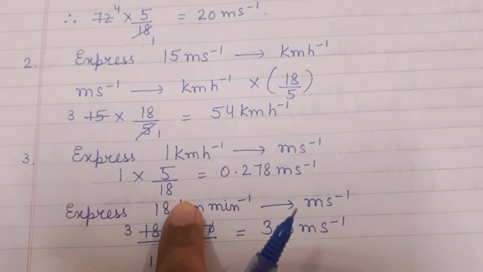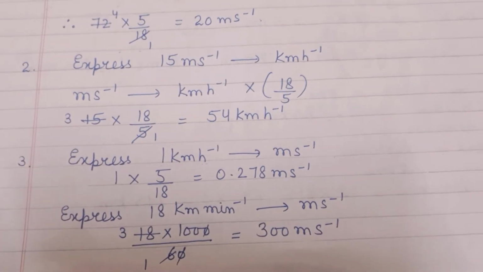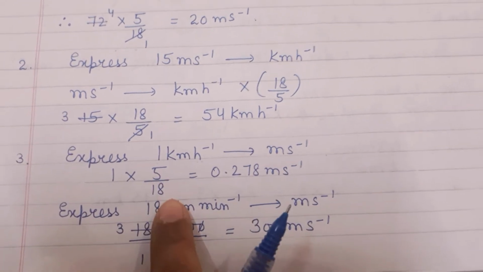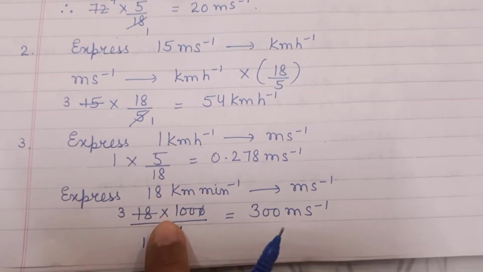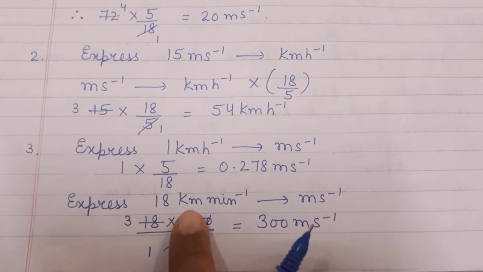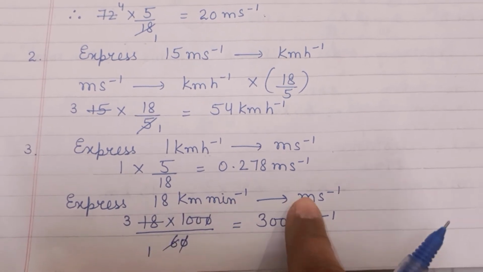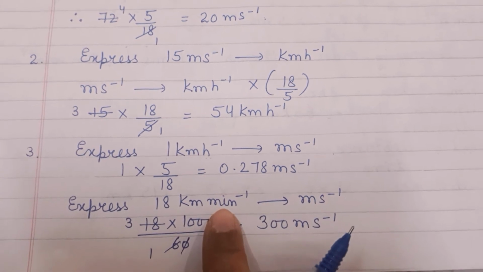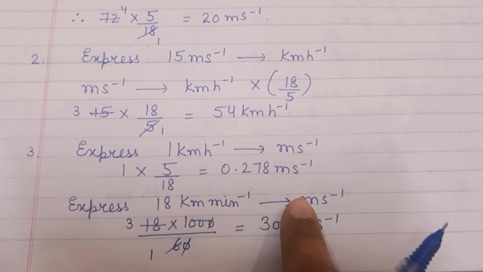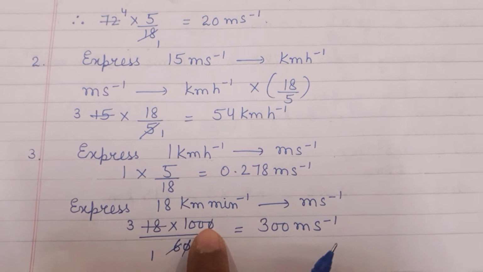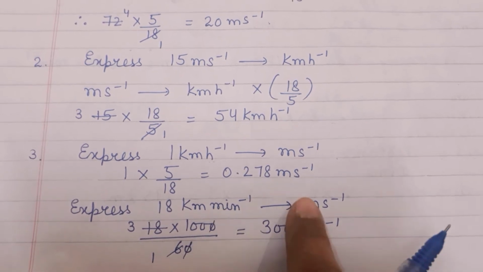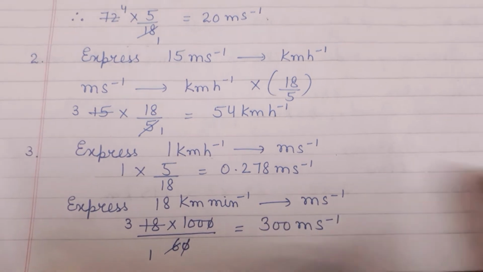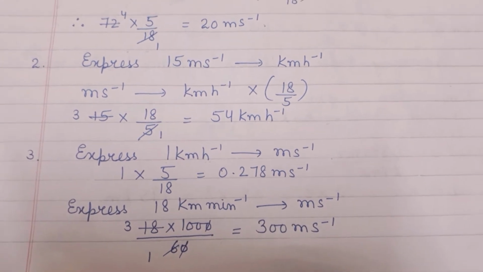In the next question also, children, you need to convert two quantities, that is kilometer per hour to meter per second. Of course, we multiply by 5 by 18. And in the second case, we need to convert kilometer per minute to meter per second. In this case, it is not kilometer per hour. So what do you do? You first change kilometer to meter by multiplying by 1000 and later on minute to second by multiplying by 60. So the answer is 300 meters per second.